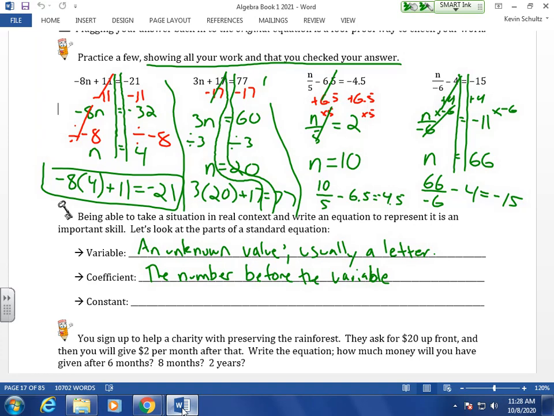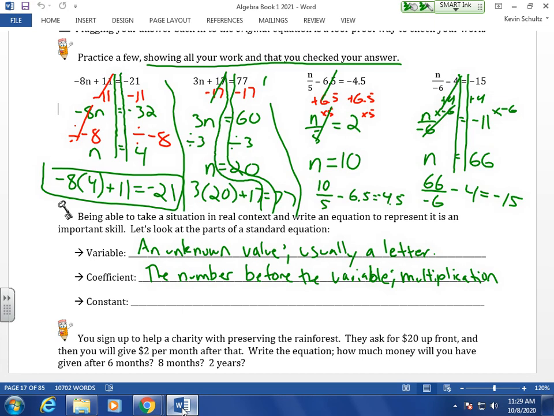Number before the variable. And it's what you are multiplying the variable by. So it's the operation between a coefficient and a variable: you are multiplying. Okay, Elise said it's how many of the variable that you have. That's kind of one definition of it.